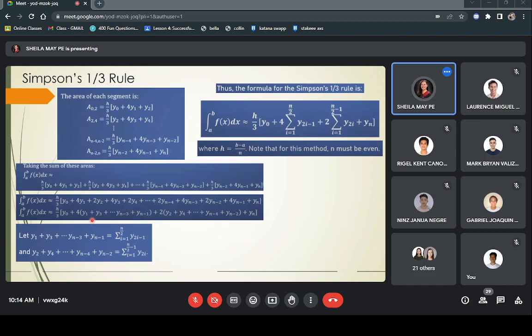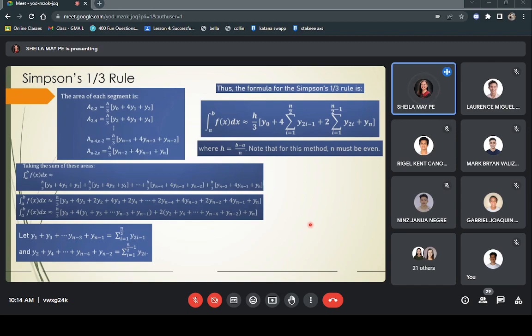After adding, we have h over 3, y sub o, which is the left outermost base, plus 4 times the summation of our odd bases, 1, 3, 5, 7, 9. And plus 2 times the summation of our even bases. Take note that these are the center bases, so do not include the left outermost base and right outermost base, because they are different. That's y sub o and y sub n.